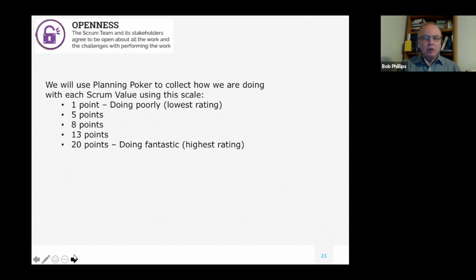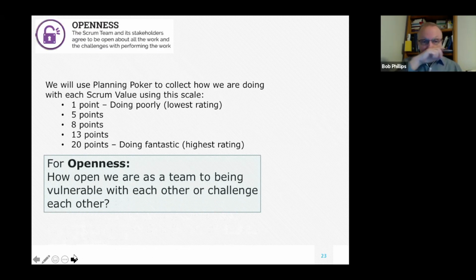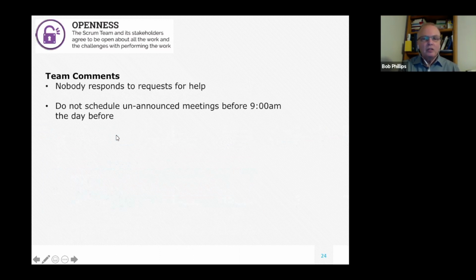And then finally, openness. How open are we as a team to being vulnerable with each other or challenge each other? Basically, New Jersey came in a little bit weaker than Pune. Pune came in at 13 points. And the comments were that nobody responds for help.